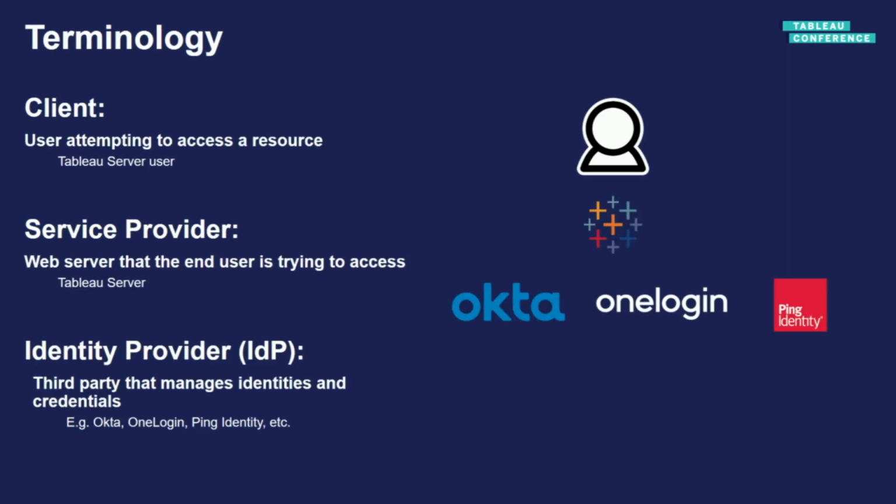Some of the terminology we'll be going over today are things like client. When we talk about client, we're talking about a user accessing a secure resource, in this case, any Tableau Server user. A service provider is the web server that the user is accessing. In this case, it's going to be Tableau Server, and more specifically, the Tableau Server Gateway and Application Server. Identity provider refers to the SAML provider that you've chosen to configure. In this case, it could be Okta, OneLogin, Ping Identity, or others.